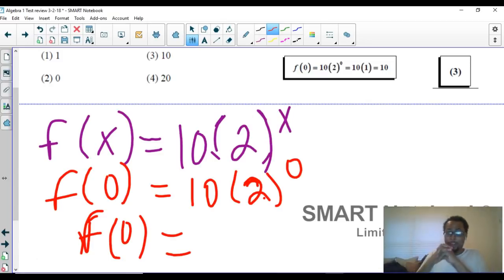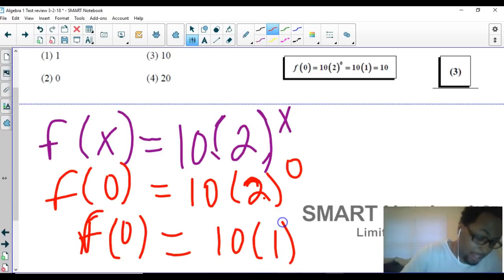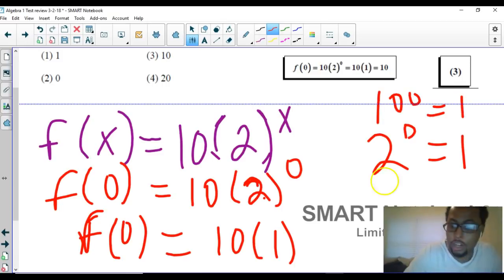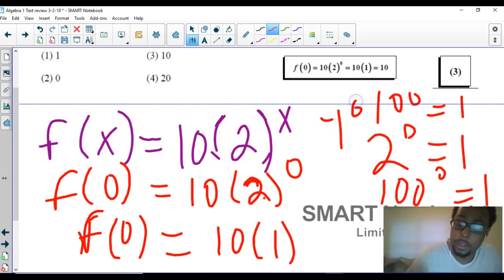Now this is a fun one, and I know Mr. Swenson talked about this in class, but 2 to the 0 power actually equals 1, not 0. Anything to the 0 power is equal to 1. So if I have 10 to the 0 power, it equals 1. If I have 100 to the 0 power, it equals 1. Whatever, if I have negative 1 to the 0 power, it equals 1.